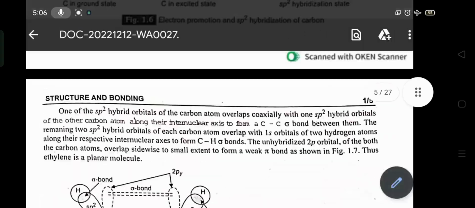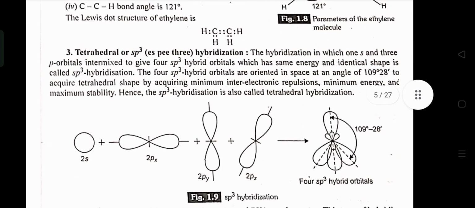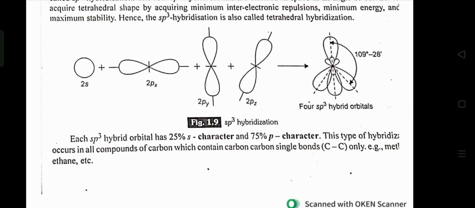Now we will discuss tetrahedral or sp3 hybridization. The hybridization in which one s orbital and three p orbitals intermix to give four sp3 hybrid orbitals which have the same energy and identical shape is called sp3 hybridization. The four sp3 hybrid orbitals are oriented in space at an angle of 109 degrees 28 minutes to acquire a tetrahedral shape by acquiring minimum interelectronic repulsion, minimum energy, and maximum stability. Hence, sp3 hybridization is also called tetrahedral hybridization. Each sp3 orbital has 25% s character and 75% p character.